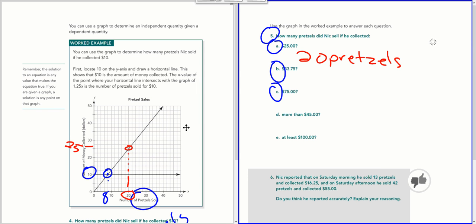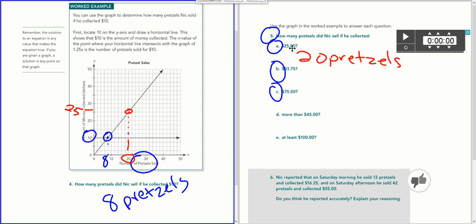These questions are very similar to that. So 25, same idea. We want to find $25 over here, halfway between 30 and 20, and then we go over here, and that happens to be right above the 20, which represents 20 pretzels sold.